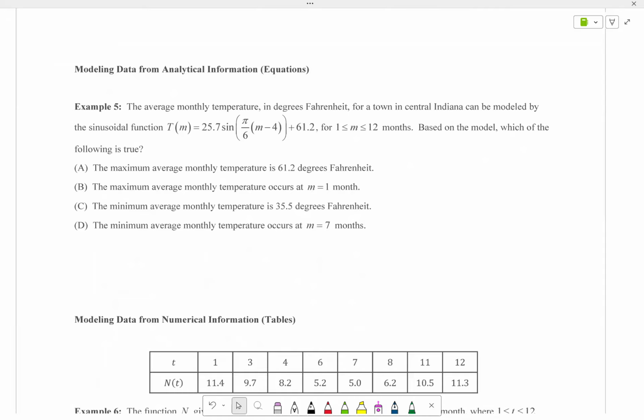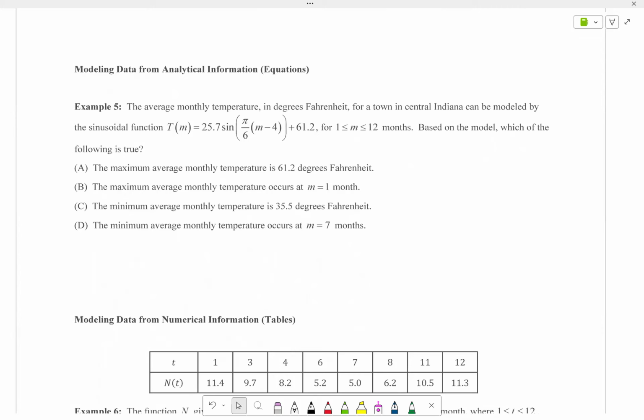Yes. Well, I said it was D because 25.7 is the amplitude and 61.2 is the midline, so if we just do 61.2 minus the amplitude, we get the minimum. Are we good with that? Yeah, we don't have to do any calculations here at all. We just have to understand what a sine looks like and how the midline and amplitude work together.